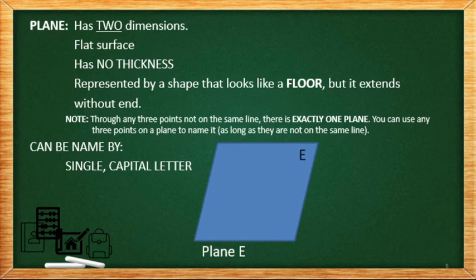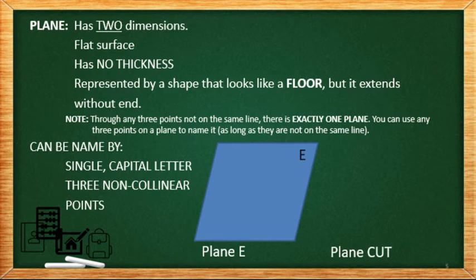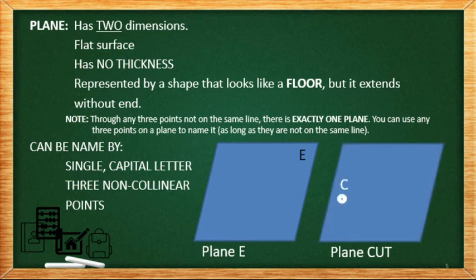And it can be named also by three non-collinear points. So, how is that, Sir TJ? So, let's say we have plane CUT. So, we have three non-collinear points. Pag sinabi natin non-collinear, those are points not on the same line. Yan ang tinutukoy ng non-collinear, not on the same line. So let's say this is our plane. We have point C, point U, and point T. They are non-collinear points kasi let's say we construct a line from C to U. Ang T, wala sa line ng line CU. Therefore, they are non-collinear.